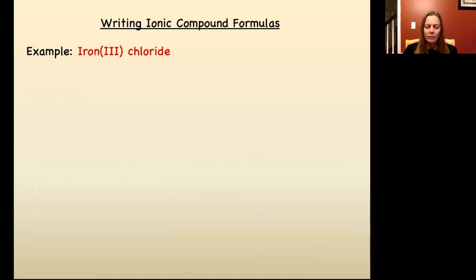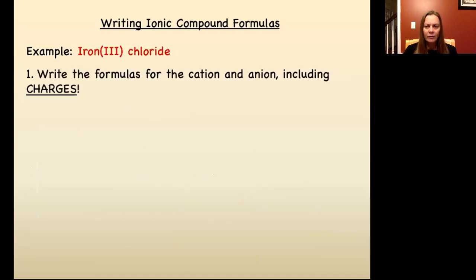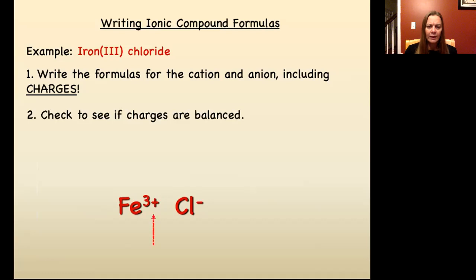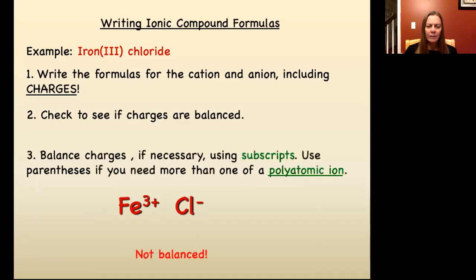Okay, just a couple more. Iron 3 chloride. And we're going to talk about this with the naming convention. That 3 tells us that the iron is a +3 ion. Chloride, we have a -1 ion. So we need 3 chlorides to go with every 1 iron. And we're going to put that subscript on there, and we'll have FeCl3.